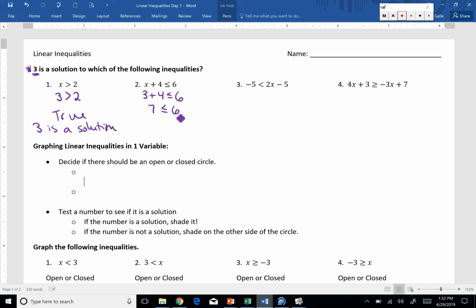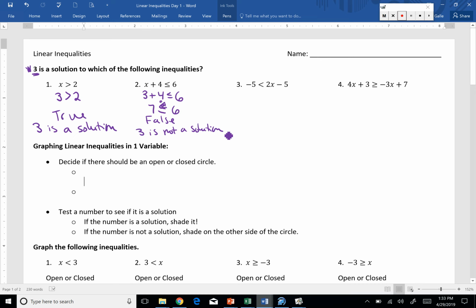I know for some of you, when you learned this, I'll draw my inequality a little bit bigger. Some of you learned, and I learned it this way, the alligator eats the bigger number. And I had a teacher that drew a little alligator. It's not the greatest alligator in the world, but my teacher always told me the alligator eats the bigger number. So if I look at number 2, my alligator's not eating the bigger number. It's eating the 6, and 6 is a smaller number. So this one is false. That means 3 is not a solution.